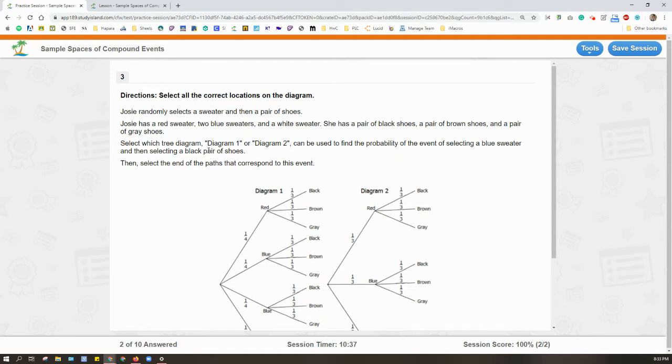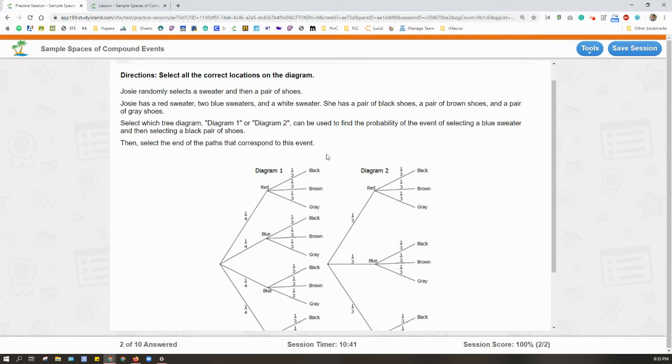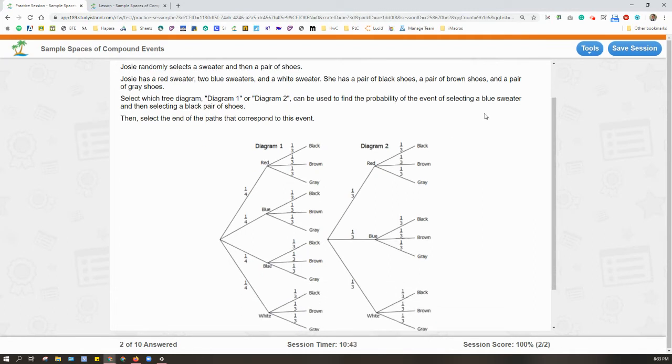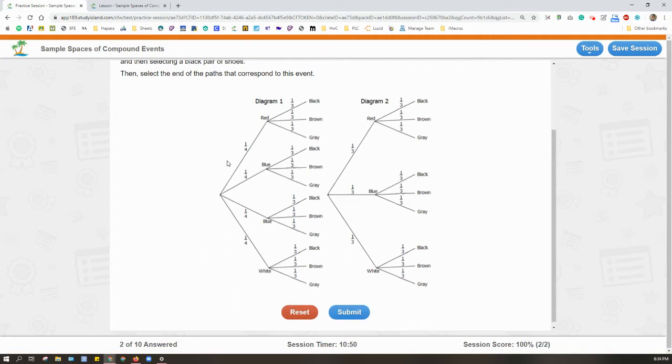Select which tree diagram, diagram 1 or diagram 2, can be used to find the probability of the event of selecting a blue sweater and then selecting a black pair of shoes. So let's go ahead and look at the diagrams here. Diagram 1, you see red, you see blue twice. Why do you see blue twice?